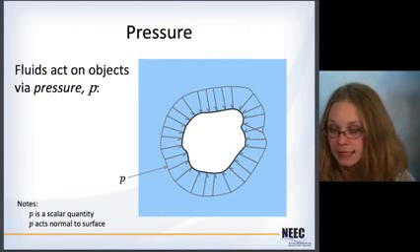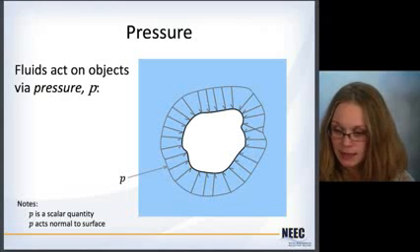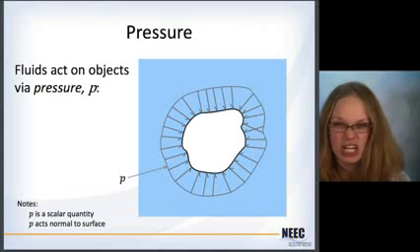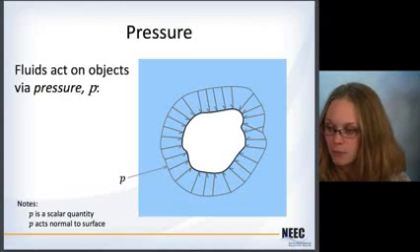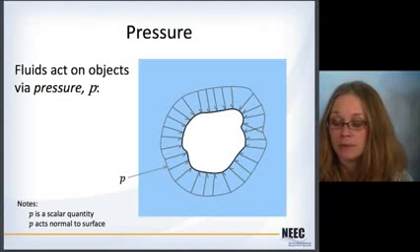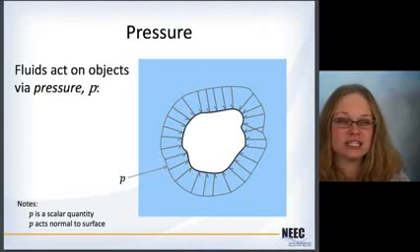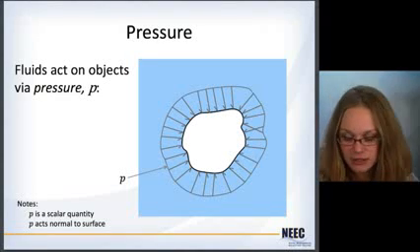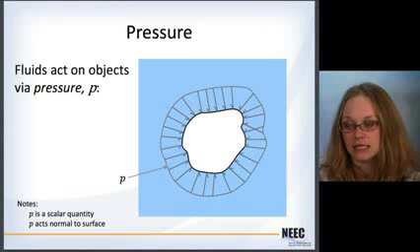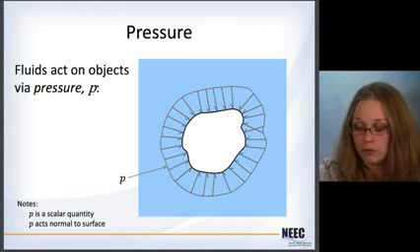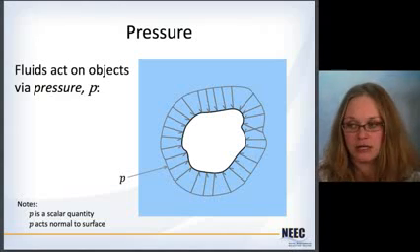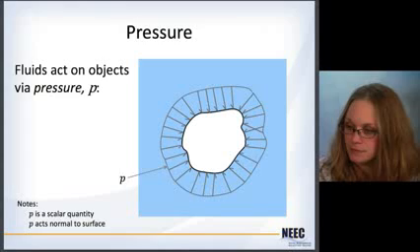Now, a fluid acts on an object via the pressure P. So like I said, just a general body here, it can be anything. Pressure acts all around it. Remember that pressure is a scalar quantity. It's just a number, right? It doesn't have any direction to it yet. It's not until it encounters an object and acts normal to its surface that you actually get a direction and a resulting force from that.